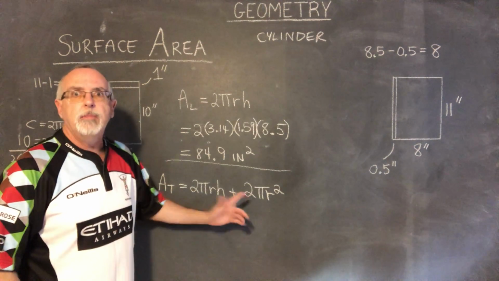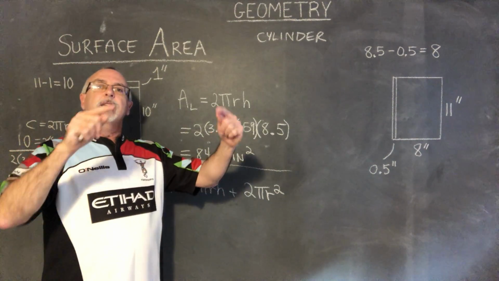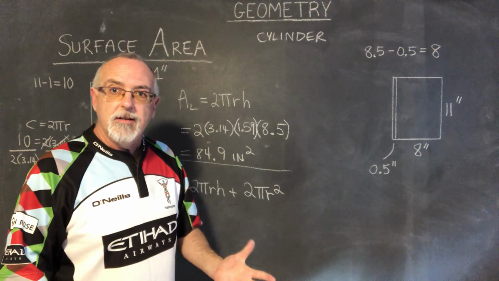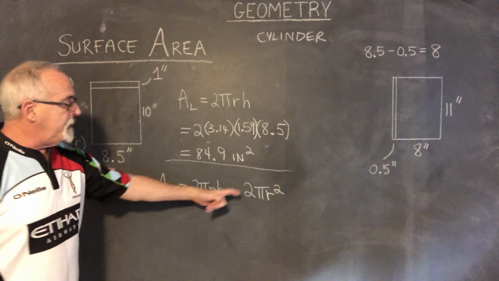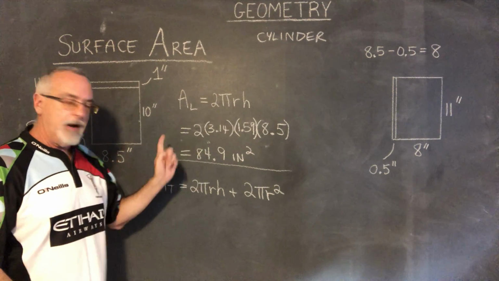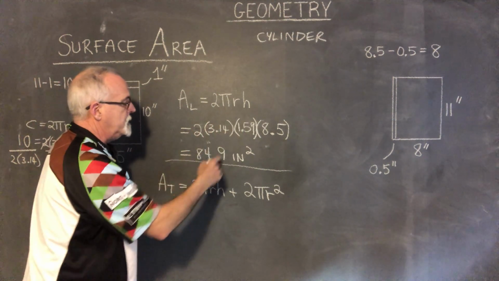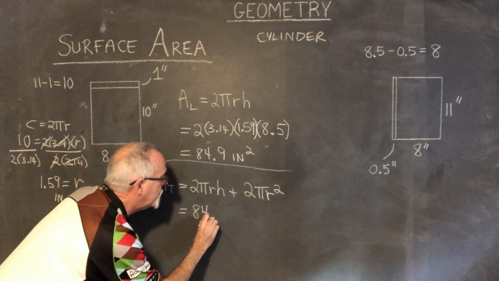2 is there because there are 2 circles. There are 2 circles at the ends of the cylinder. So we need the area of a circle twice. It all makes sense. And then filling in this formula becomes faster because of the fact that we already found the lateral area. We already know that 2 pi RH gives 84.9, so I am doing a shortcut and putting 84.9 here.